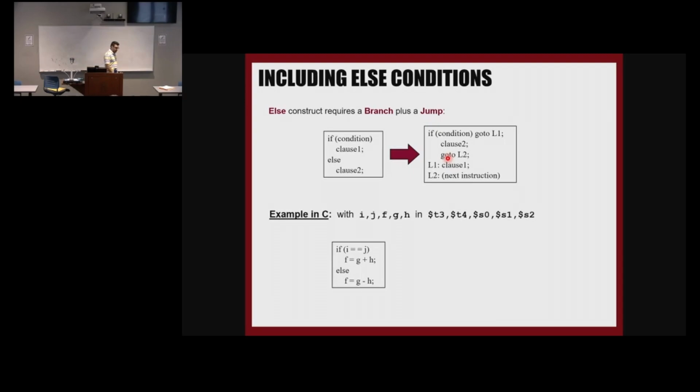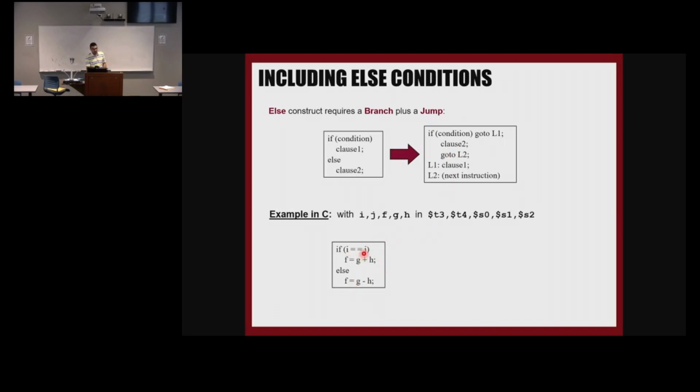Okay, now we have the C code. If I is equal to J, F equals G plus H, else F equals G minus H. So what is the assembly code for this? For the first if, you could just do branch not equal, like I and J, and then you go to the else. So branch not equal, and I and J are T3 and T4. So it means BNE T3, T4, go to else. Right? So if they're not equal, go to else.